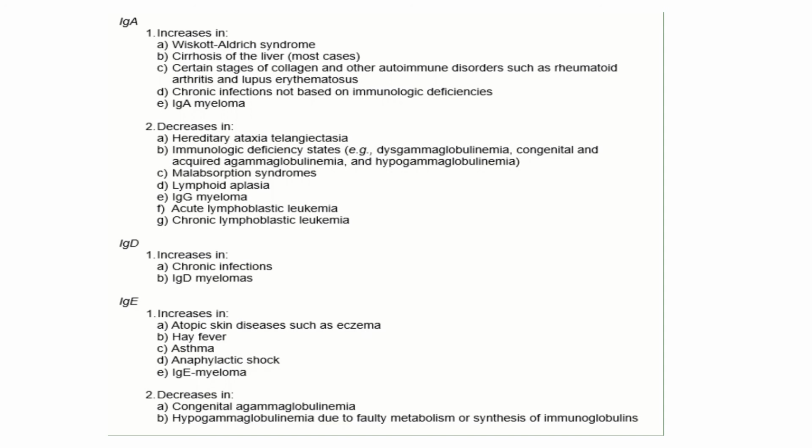What about immunoglobulin D? It increases in chronic infection and in IgD myeloma. What about immunoglobulin E? It increases in atopic skin disease such as eczema, dermatitis, hay fever, asthma, anaphylactic shock, and IgE myeloma. It decreases in congenital agammaglobulinemia and hypogammaglobulinemia due to faulty malabsorption or synthesis of immunoglobulins. Thank you for listening.